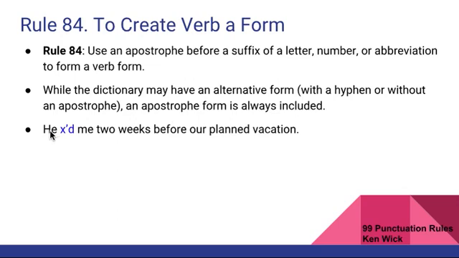So here's what I mean. He X'd me 2 weeks before our planned vacation. So here we're using an apostrophe before a suffix of a letter, number, or abbreviation for a verb form. We're creating a past tense form, so we use that apostrophe d. And note Merriam-Webster's dictionary actually has you could write this with the apostrophe, with a hyphen, or just with nothing. But if you look up all these different types of situations, you'll always find that there's an apostrophe form.